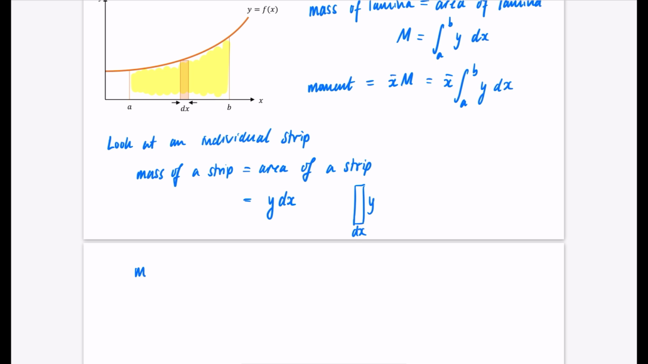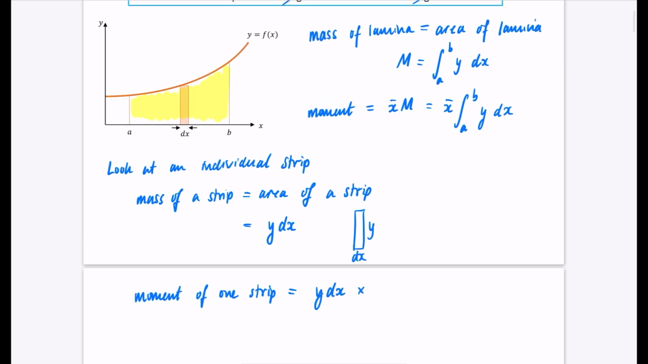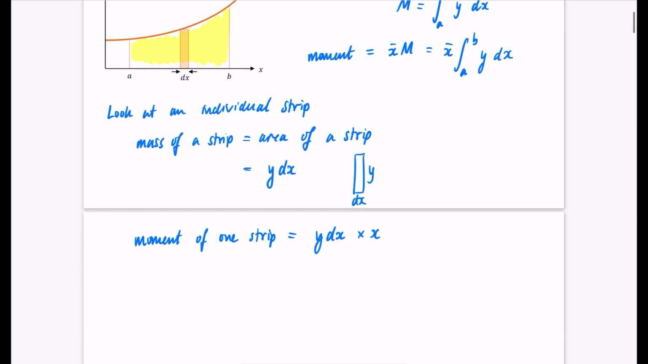Now we will do the moment of one strip. The moment of one strip would be the mass, which is y dx, multiplied by the location of the centre of mass in terms of x. As the strip gets infinitesimally small, the centre of mass will just be at x. So it's going to be y dx multiplied by x, in other words x y dx.